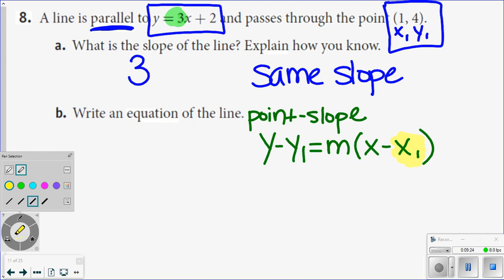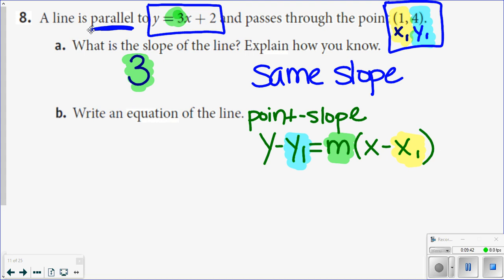Remember, this x1 is going to be this value. My y1 is going to be this value. And then your m is going to be this 3 that we highlighted. Okay, so let's plug it in. Are you ready?